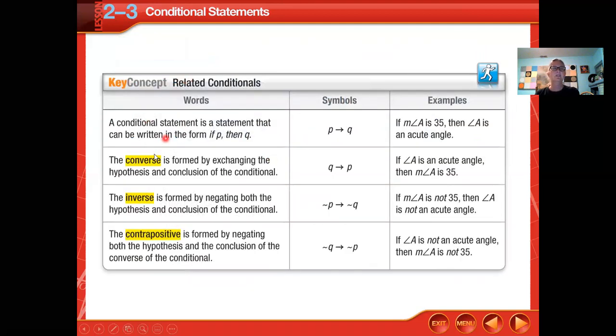Alrighty. Here is the new vocabulary: converse, inverse, and contrapositive. Remember that the first new vocabulary that you learned was conditional statement. An if P then Q statement is the original statement, and it's called the conditional. So here, they're saying that P, the first statement, is angle A is 35 degrees. And then their conclusion is angle A is an acute angle.